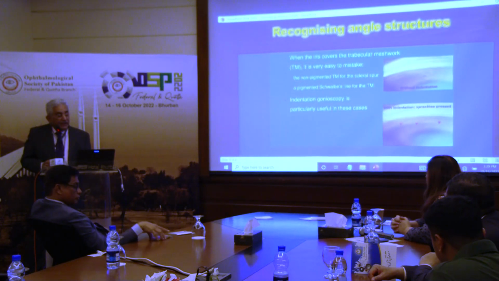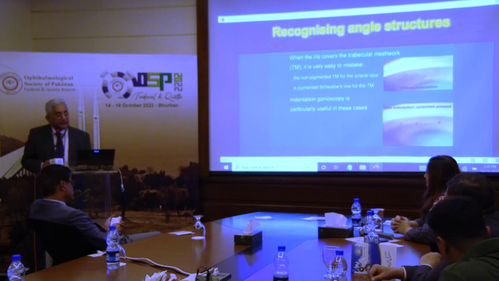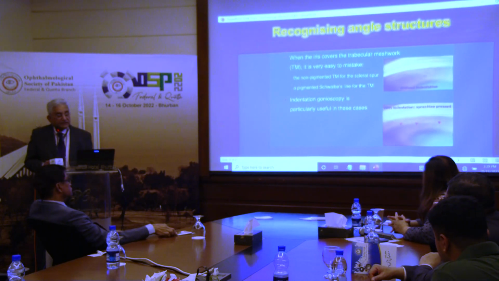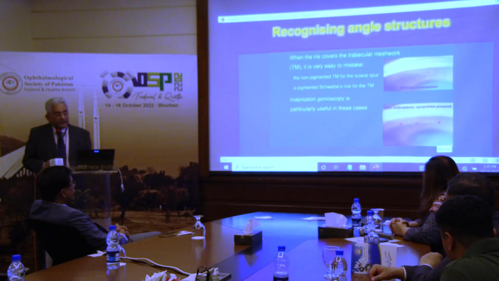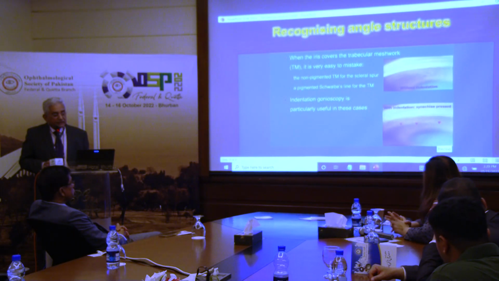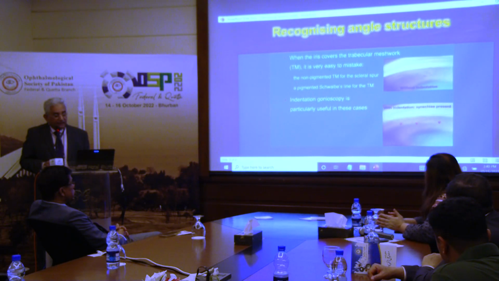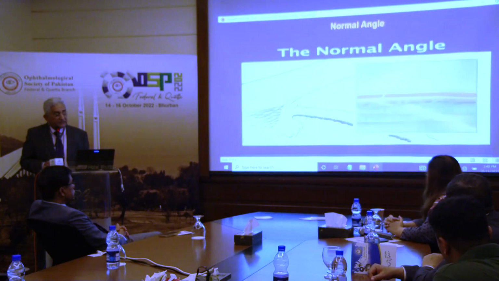When the iris covers the trabecular meshwork, it is very easy to mistake the non-pigmented trabecular meshwork for the scleral spur and a pigmented Schwalbe's line for the trabecular meshwork. With indentation gonioscopy, when you do that, you start seeing the structures.